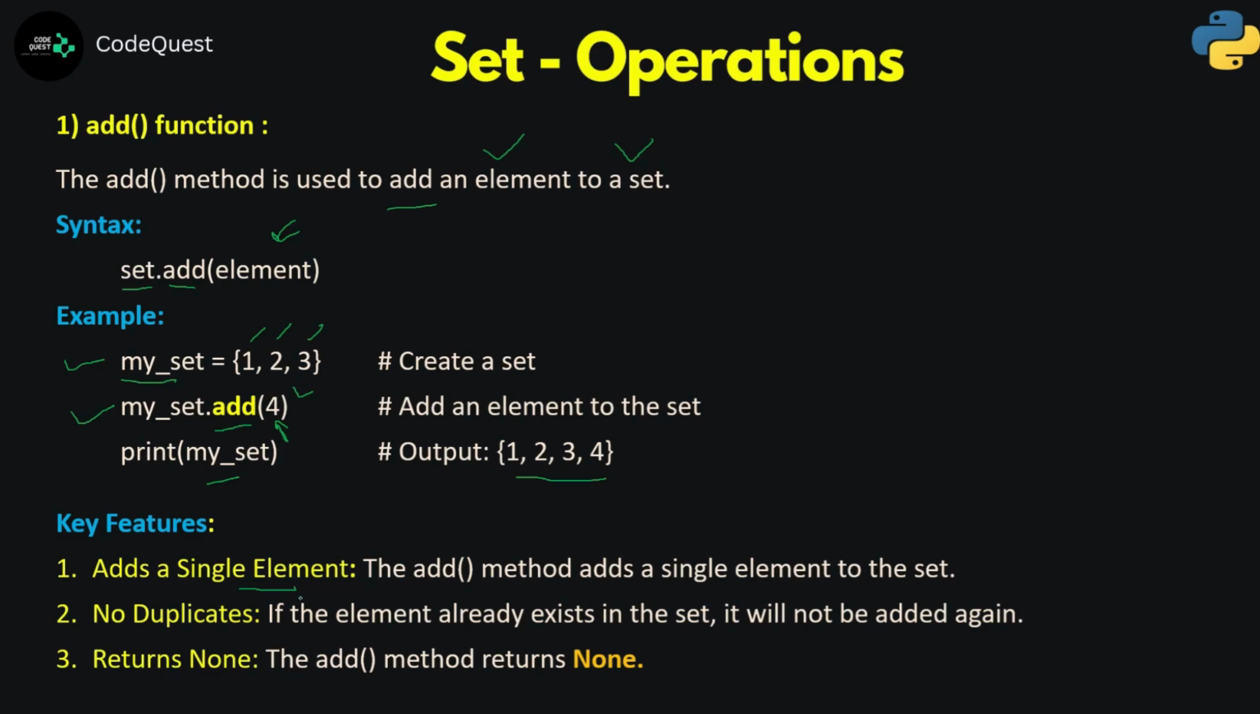And one more thing, because a set does not allow duplicates, if you are trying to add an existing element into the set, it will not be added. It will not show any error. Let's say here add(3) we have written. Because 3 is already available here, 3 is not going to be added again, but there will be no error as well. It is going to still keep the same set of elements which are available initially. Now the add method usually returns None.